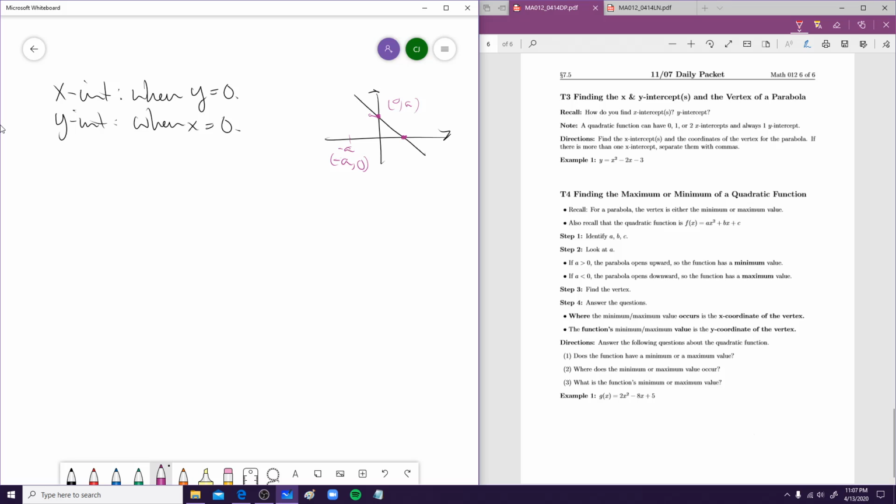One thing I want to note for a quadratic equation: when you have linear equations, you always have one x-intercept and one y-intercept. But that's not the case for a quadratic function. For a quadratic function, you can have 0, 1, or 2 x-intercepts. So what do I mean? For example, it can have 0. If my graph looked like this, or when we did our example before, we had a graph that looked like this, it never touches the x-axis.